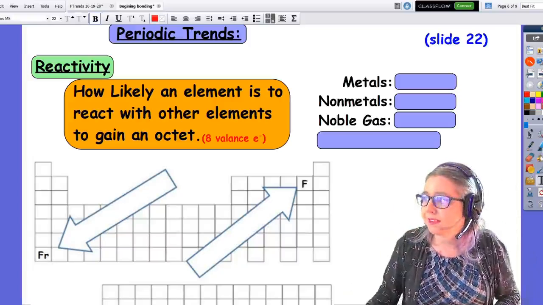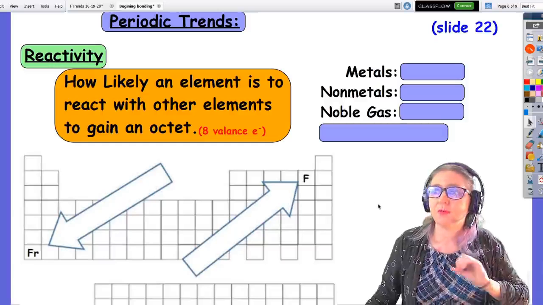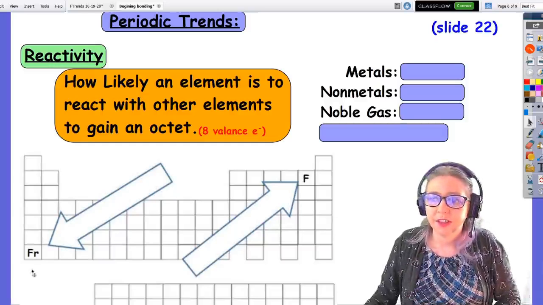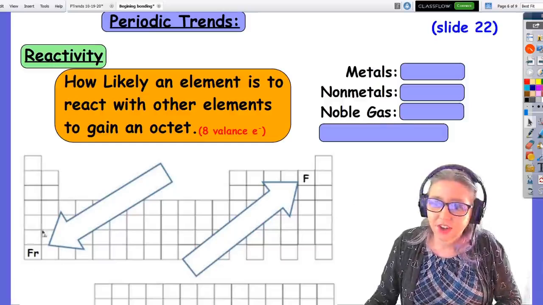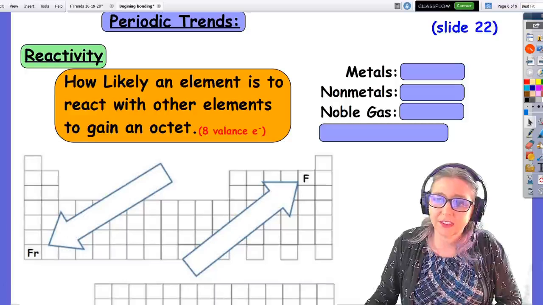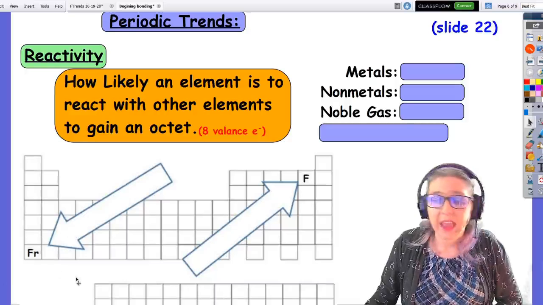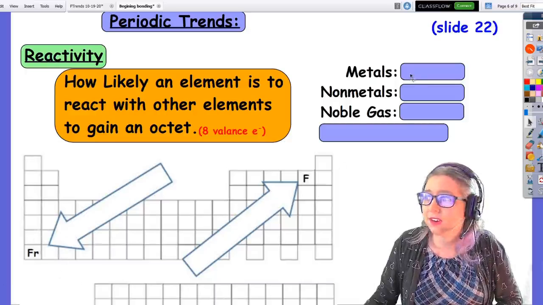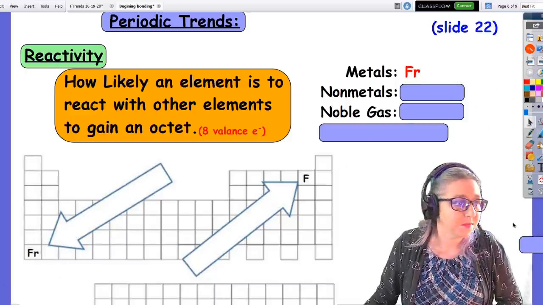So the best element at getting rid of its electrons is francium. This is our largest of all of the atoms. It holds on to its valence electrons the weakest, and it only has to get rid of 1 valence electron and done.